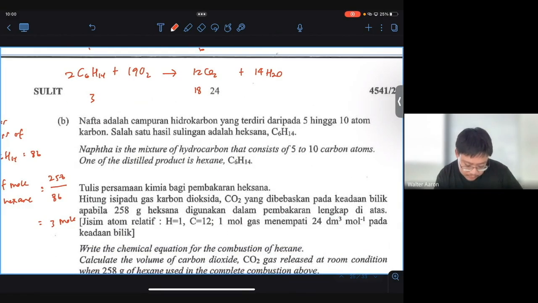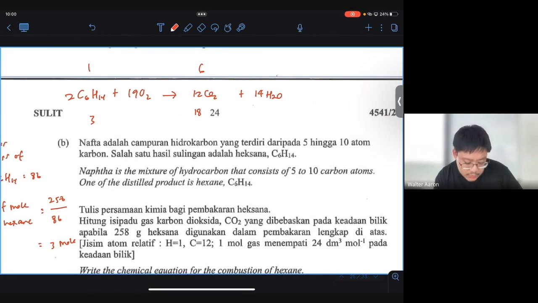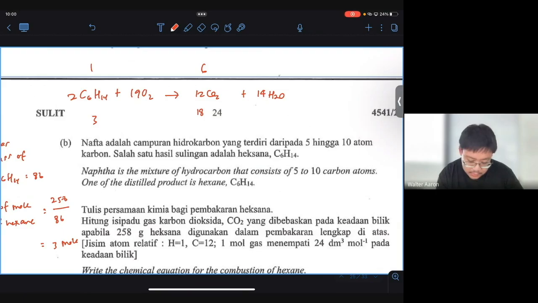If it's 18 moles of carbon dioxide, then what's the volume? This is 3, and the ratio is 1 to 6, right? 2 to 12 is 1 to 6. So 3 times more, correct? Okay, so 18 times 24 is 432 dm cube. So to say, 18 moles multiplied by 24 dm cube, the total volume of carbon dioxide gas produced is 432 dm cube in total. Done.